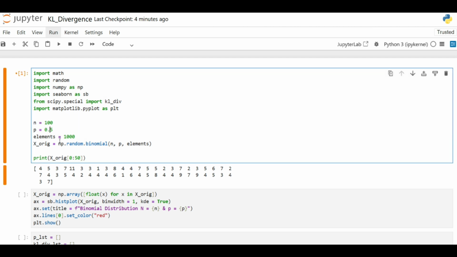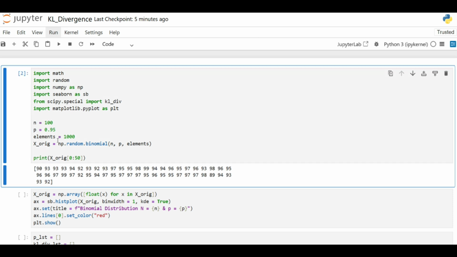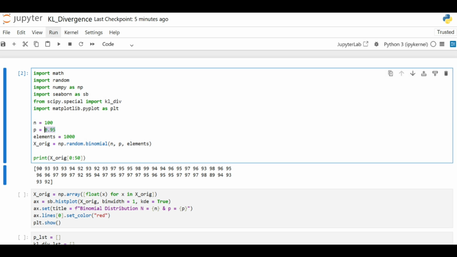Now, if I flip this to, let's say, 0.95 and rerun this, what you end up seeing is a very, very high number of heads in each trial of 100 tosses. The first one has 90 heads, followed by 93, 93, 93, 94. So if we keep switching this probability, it determines what kind of numbers we'll see.